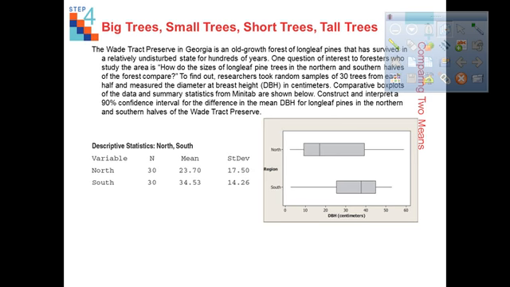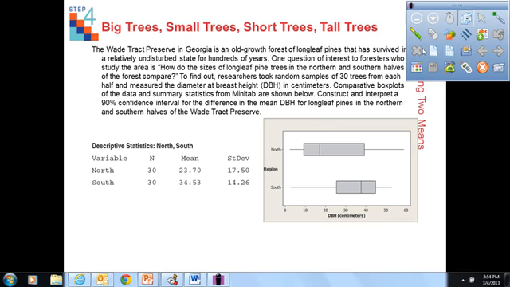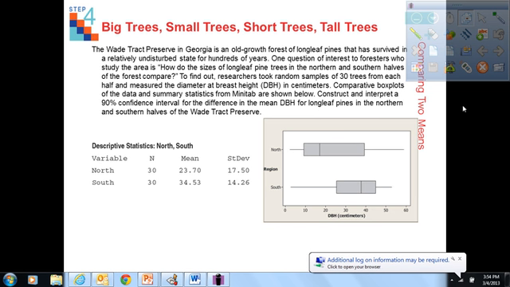All right, so we're continuing on with this example where we're talking about big trees, small trees, short trees, and tall trees. It says that the Wade Tract Preserve in Georgia is an old growth forest of longleaf pines that has survived in a relatively undisturbed state for hundreds of years. The question of interest to foresters who study the area is, how do the sizes of longleaf pine trees in the northern and southern halves, or steps, of the forest compare?